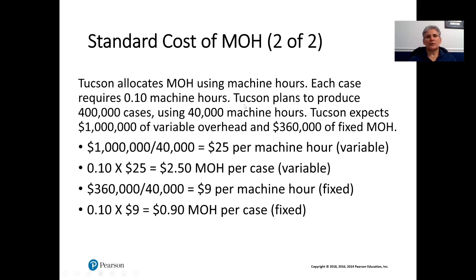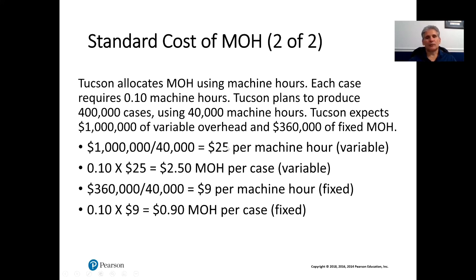Mind you, just so that we're clear, Tucson plans to produce 400,000 cases. That's the plan, and that is for a full year. So for the full year, we're going to be using 40,000 machine hours. That's what makes this all work, because we're projecting an entire year, and now we're going to come up to a rate per machine hour. So $1 million of variable manufacturing overhead, MOH, divided by the 40,000 machine hours, because that's the allocation base we're going to be using, gives us $25 per machine hour.